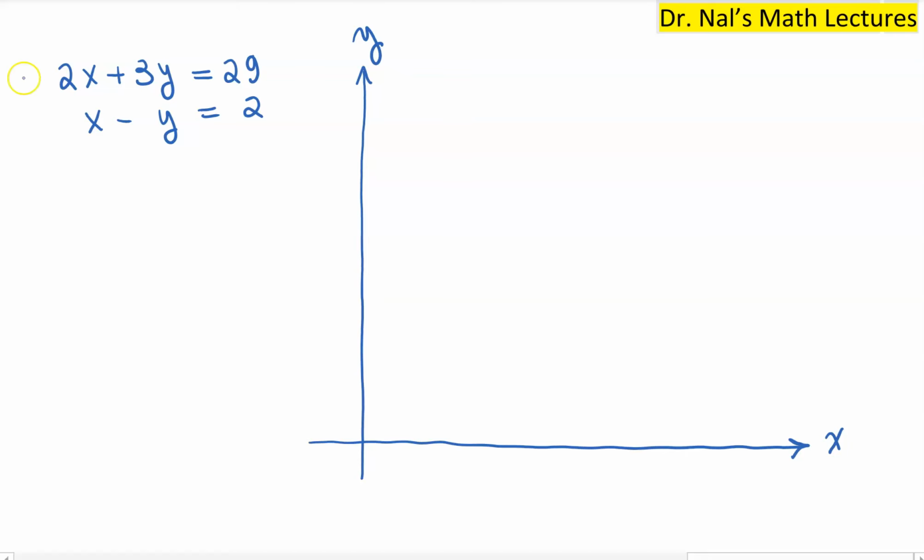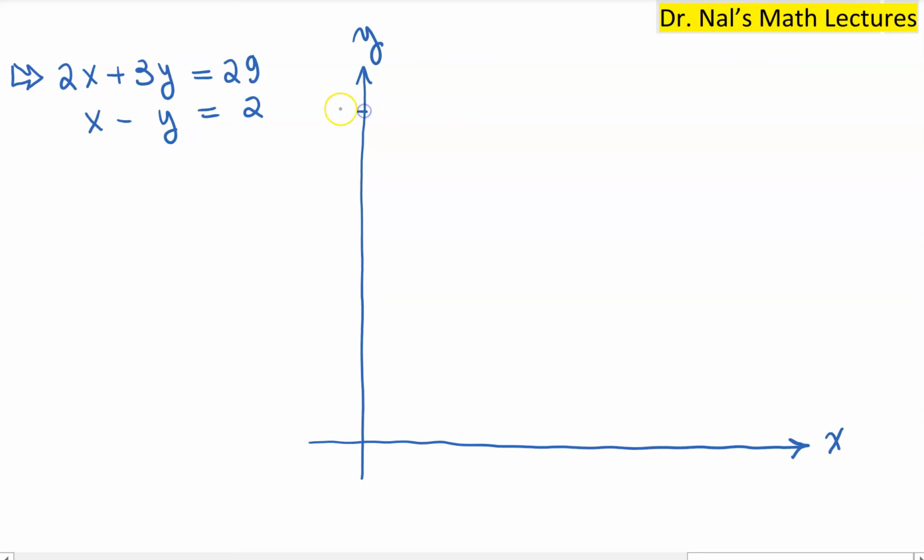Well, let's start by visualizing the first equation, 2x plus 3y equals 29. One thing to do is we can set x equals 0 and find the y-intercept, which will end up being 29 over 3, which is, as you can imagine, slightly less than 10.